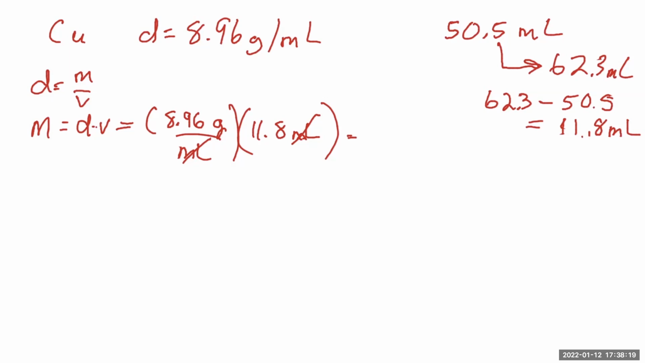8.96 times 11.8 comes out to 106 grams of copper. So we know we've got 106 grams of copper.